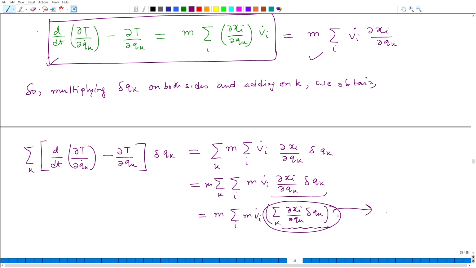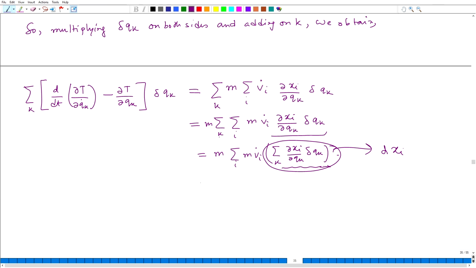This is nothing but dxi. Okay. So, I am now just trying to say that, okay, so if this is true, just a minute, so it is delta. Now, this is the virtual displacement of xi, which is nothing but delta xi, correct. So, I will actually have m summation over i m v i dot delta xi. Okay. So, on one side I will have like this.